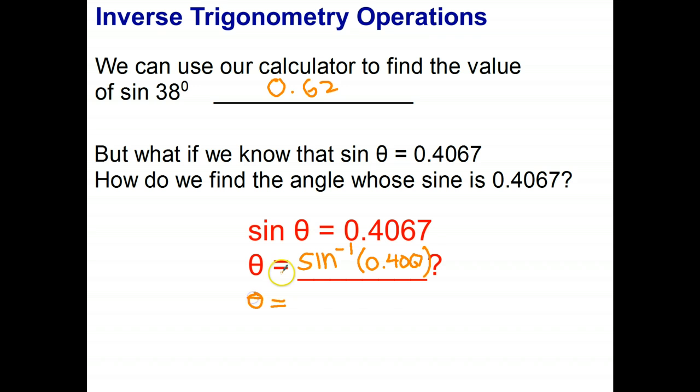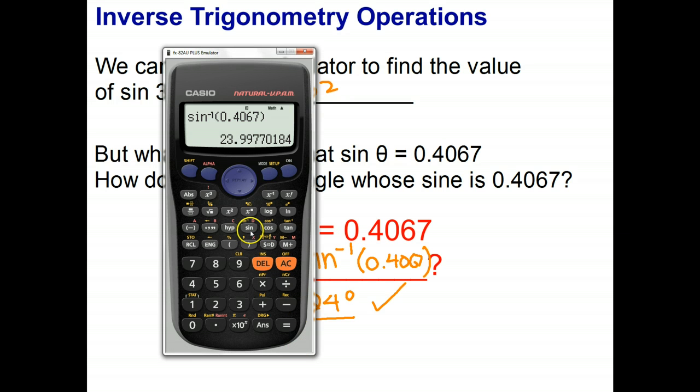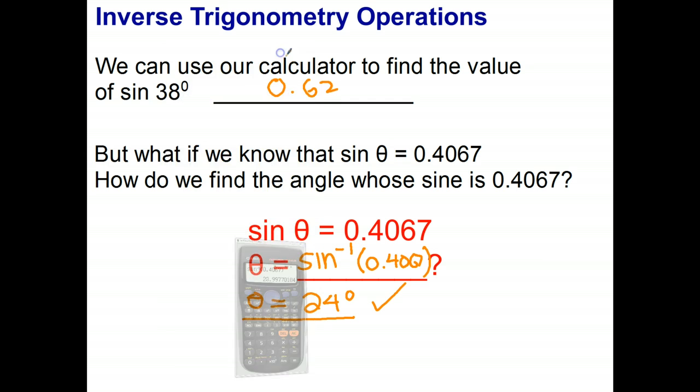So the angle whose sine is 0.4067 is 24 degrees. So that's pretty easy. Basically, to find the angle, don't use the sine button, use the inverse sine button, or of course you might have to use the inverse cosine button. Look on your calculator. Above the sine is inverse sine, above the cosine button is the inverse cosine, and above the tangent button is inverse tangent. So in each case, to find the angle, just press the shift key first.